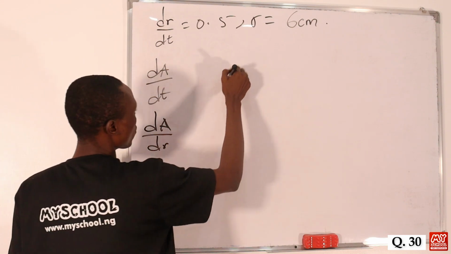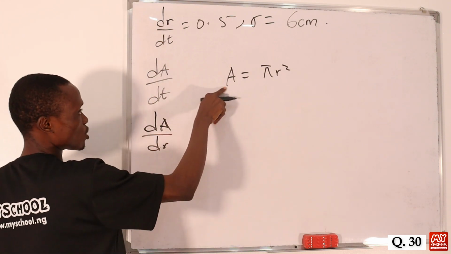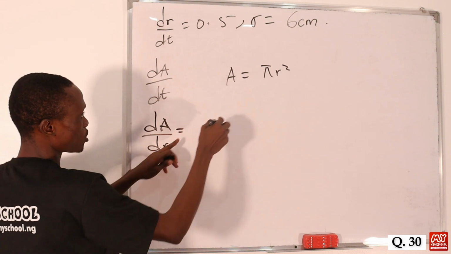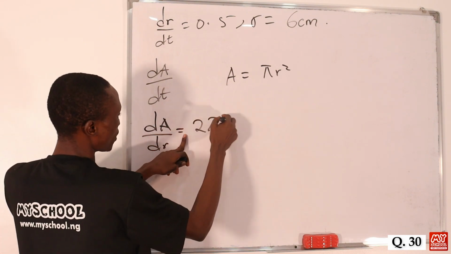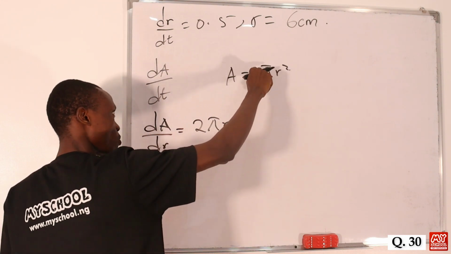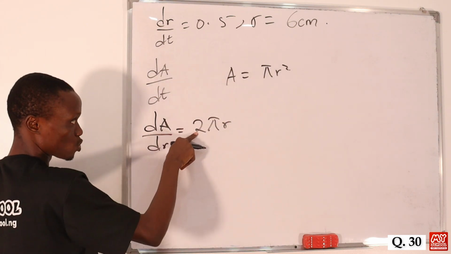But remember, the area of a circle is pi r squared, okay? Meaning that we are going to be differentiating the area with respect to the radius. So if we differentiate, we'll be having 2 pi r. Basically, 2 times, we multiply the coefficient of pi r squared, which is 1. So that will give us this 2.